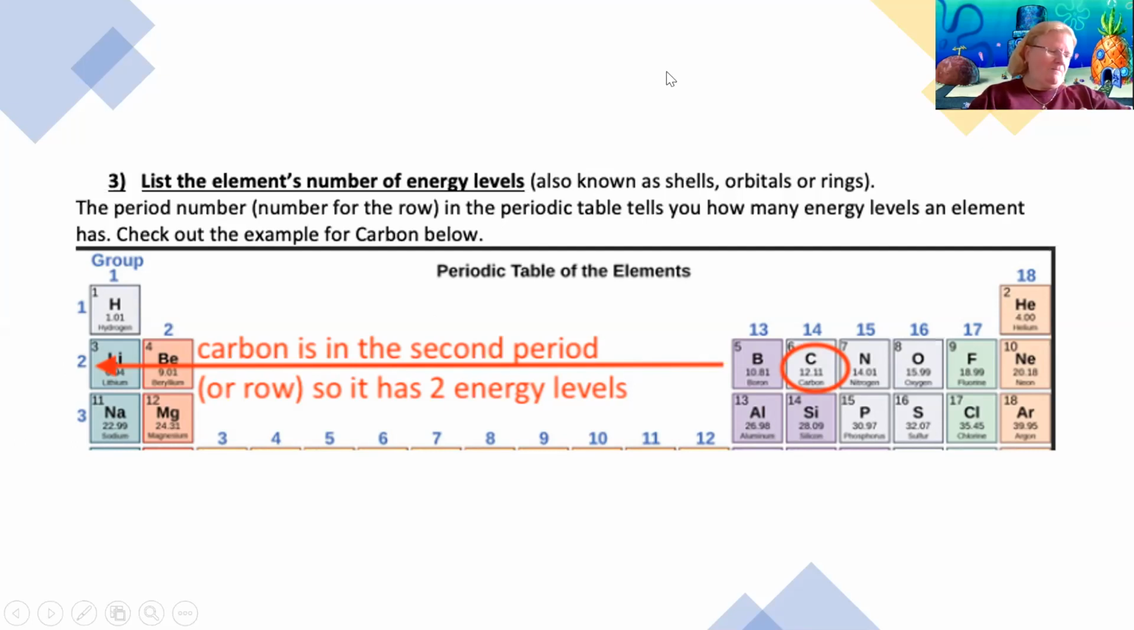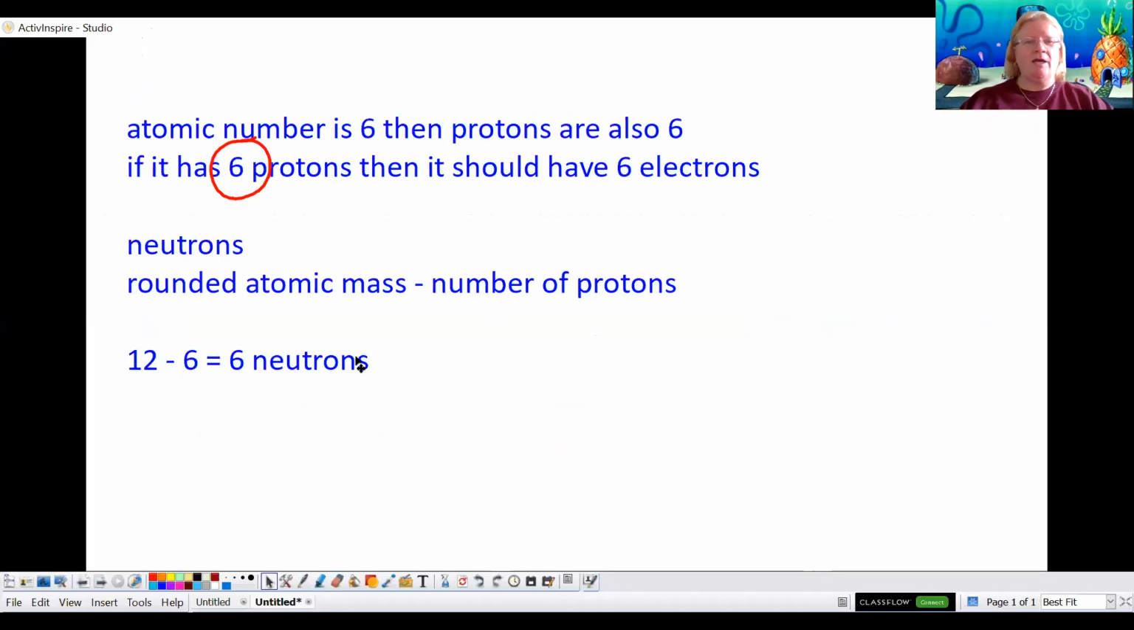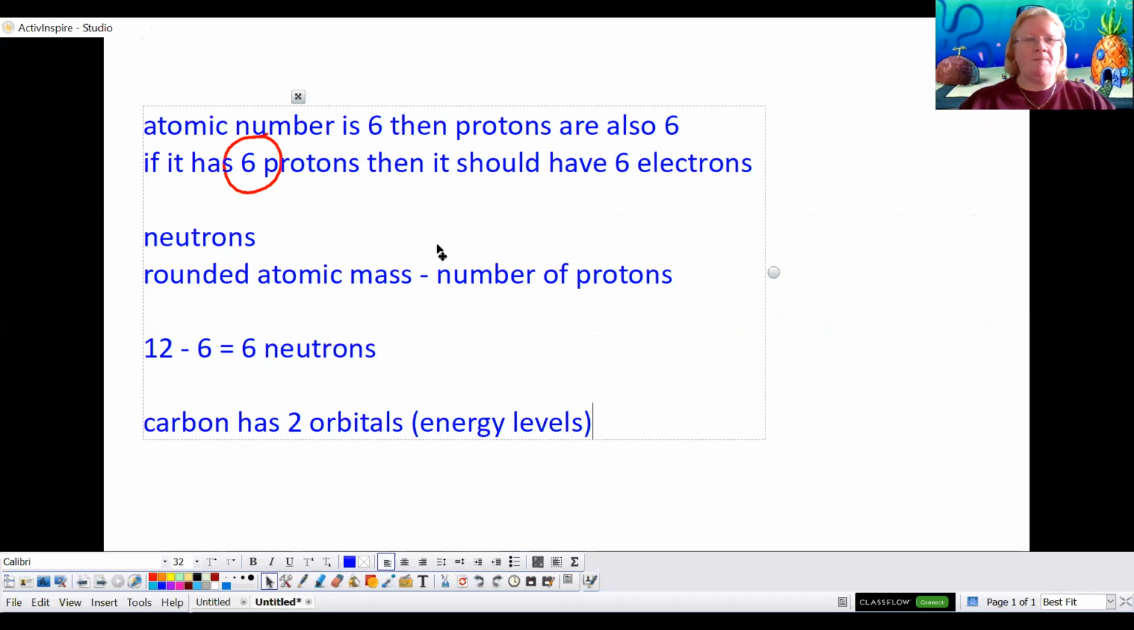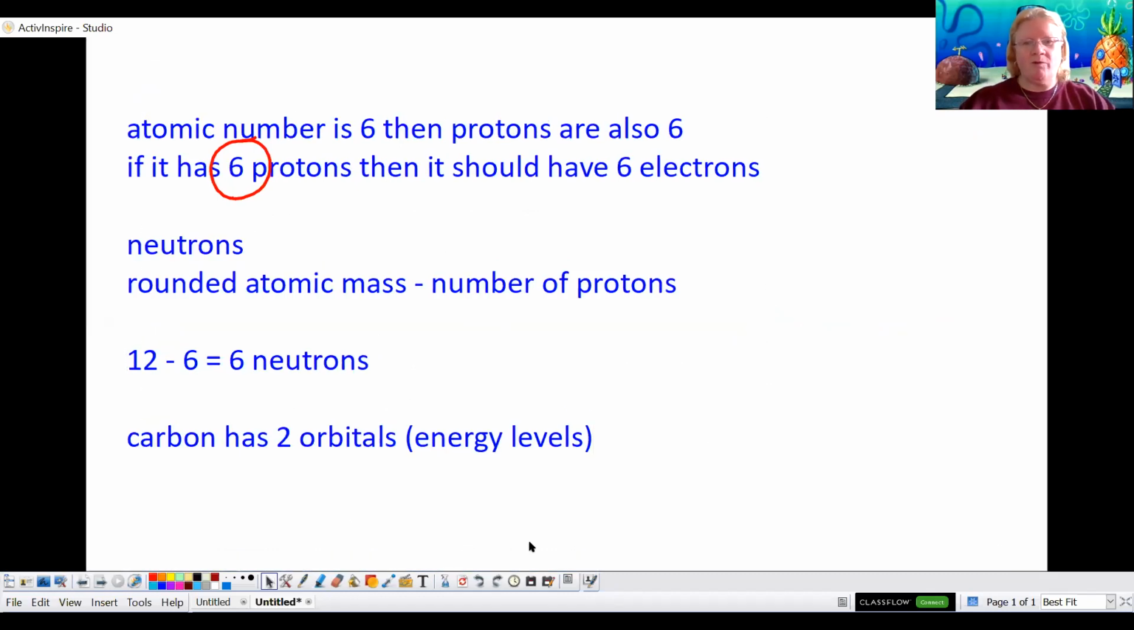So that means it's going to have 2 energy levels or 2 orbitals. So I'm going to go back to here and I'm going to write that down, just gathering information so I can draw. So carbon has 2 orbitals or energy levels. Some people call them rings. All right, so with all this information, I am ready to draw. But I'm going to go ahead and do it this way.